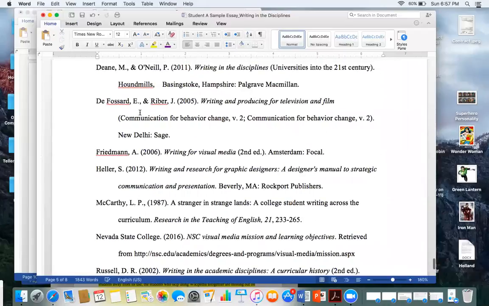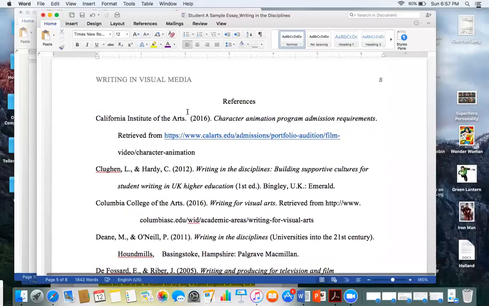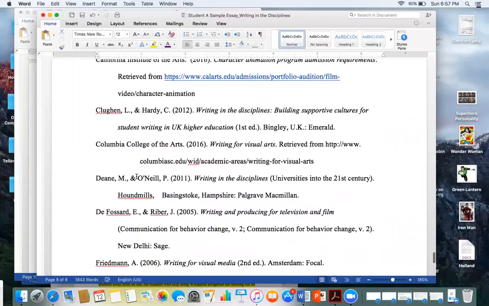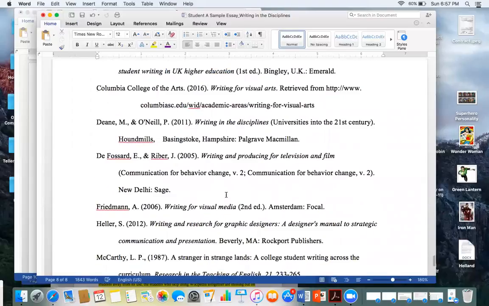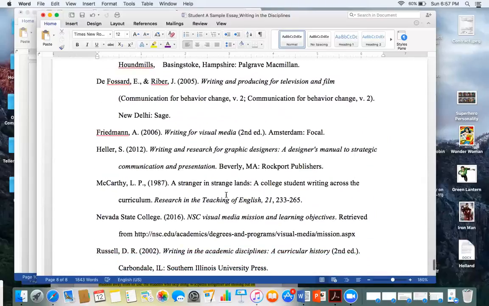You can also look and see the way that the reference list is formatted. It's in alphabetical order, right? We're using strong APA writing and style.